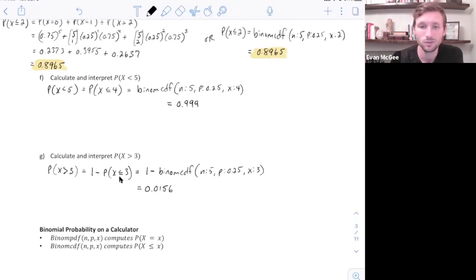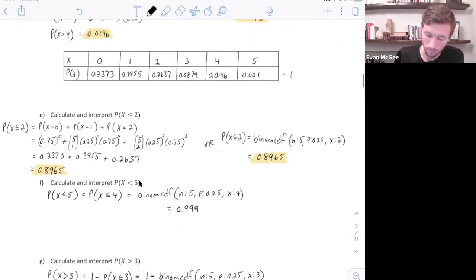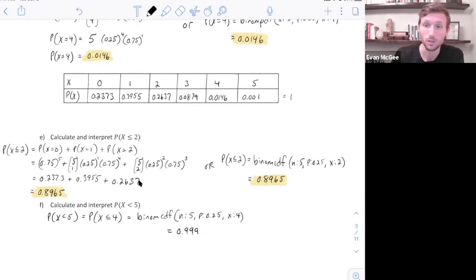And if you get confused about how to do this complement statement, we can just go up to the table and double check our answer here. So let's go up and see what's the probability of being greater than 3. It'd be 0.0146 plus 0.001, which is 0.0156, like we saw. So we put our calculator statement in correctly.